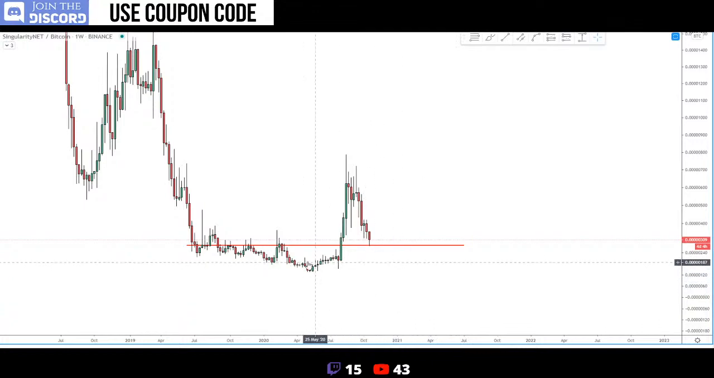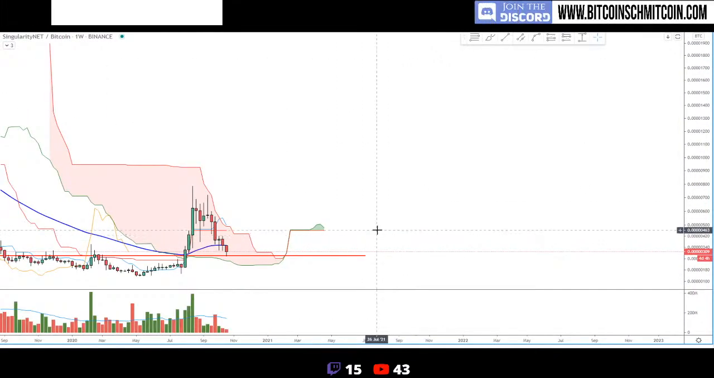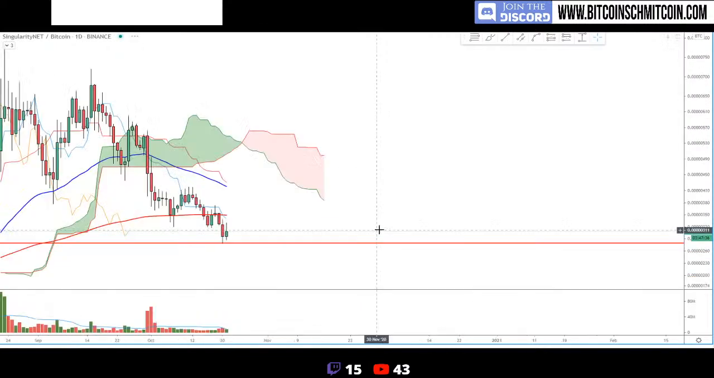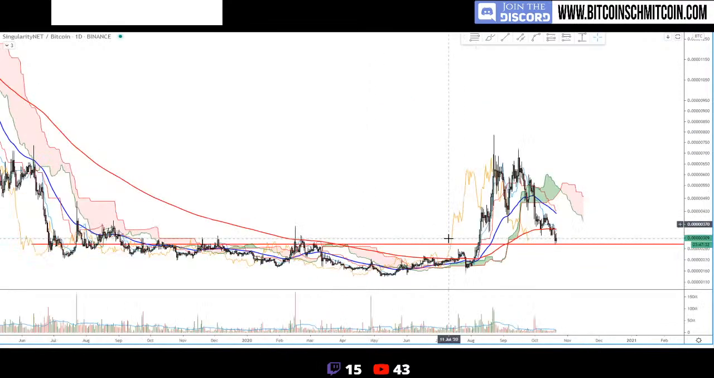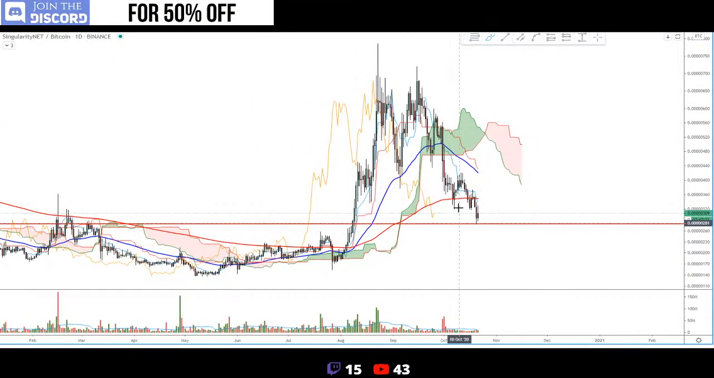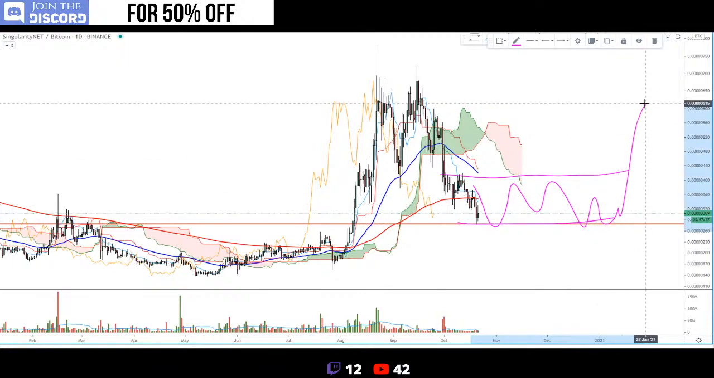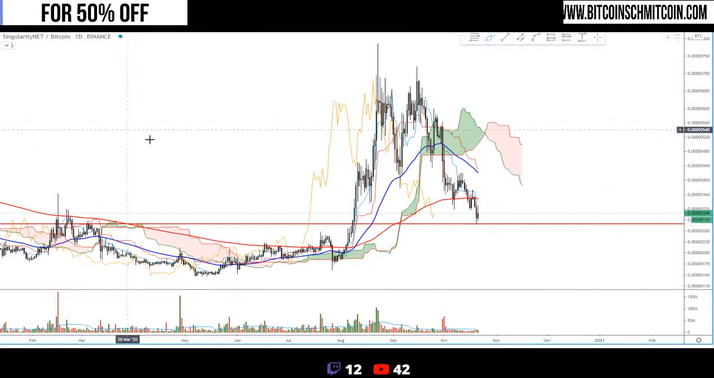I mean, this looks good to me. If I remember correctly, I think someone... Oh, I take that back. This does not look good to me. I like that it's sitting on long-term support, and it's flipping the long-term resistance into support so far. That's cool. But I could easily see this consolidating sideways for a long period of time and then breaking back out. I see no reason to rush a position on this.